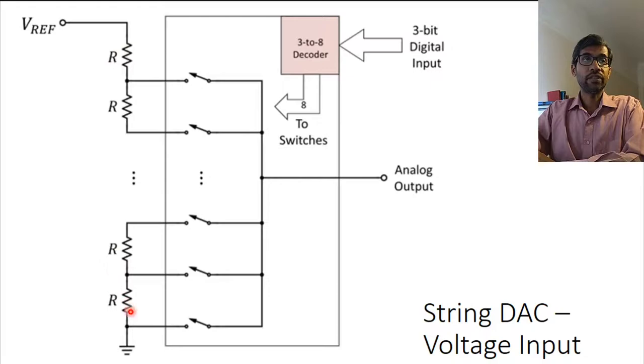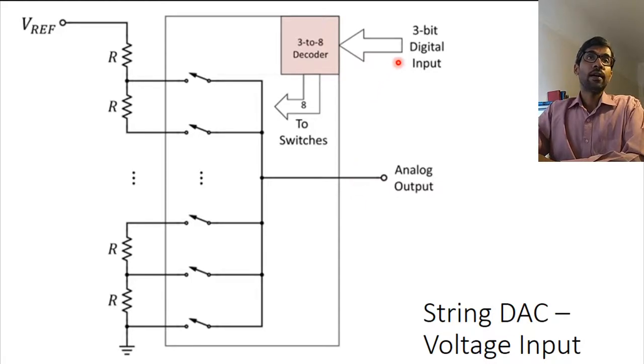What is this string of resistors doing? It is dividing this voltage reference into different values, right? So you have 0 here, and let's say if you had 8 resistors here, you will have Vref over 8, 2 Vref over 8, 3 Vref over 8, and so on. So you have different values of voltages coming at these different points. And then what these switches do is they select one of these voltages that are generated by this string of resistors to go as the analog output.